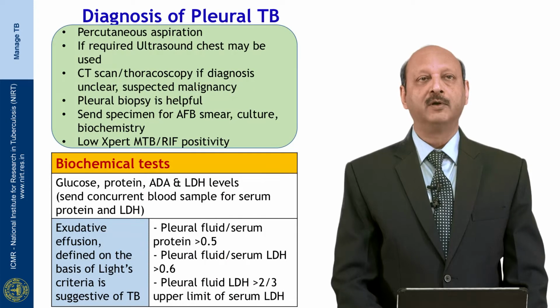For pleural tuberculosis, simplest bedside method is the percutaneous aspiration, and this specimen can be sent for AFB smear, culture and biochemistry.